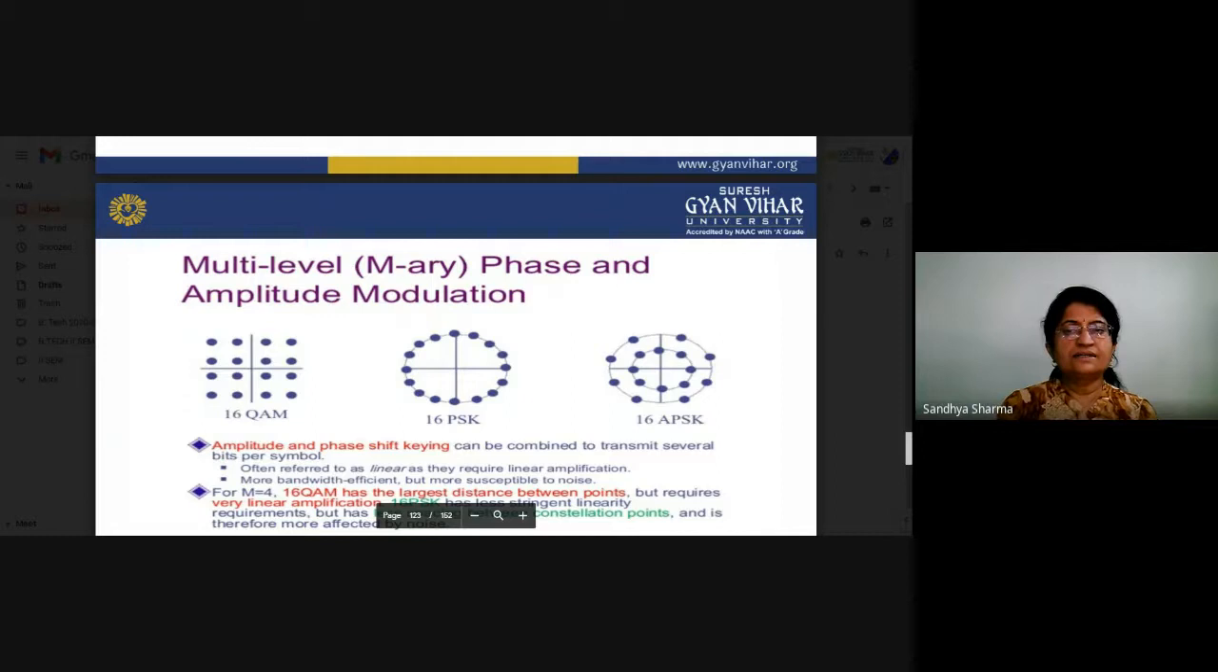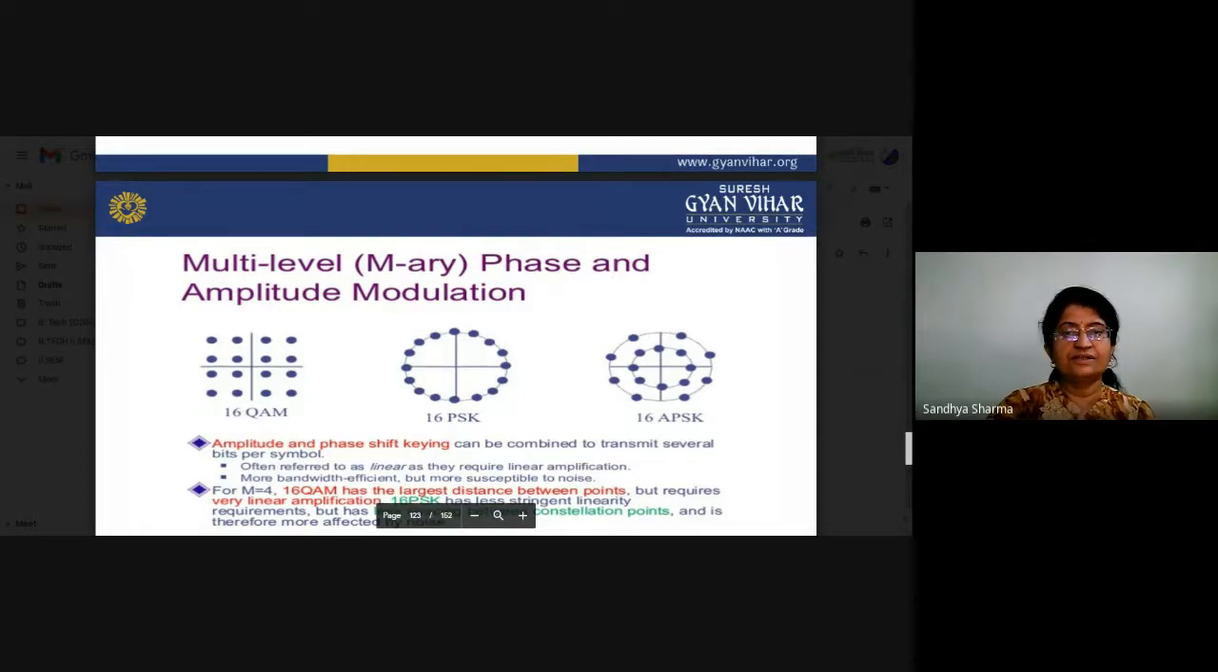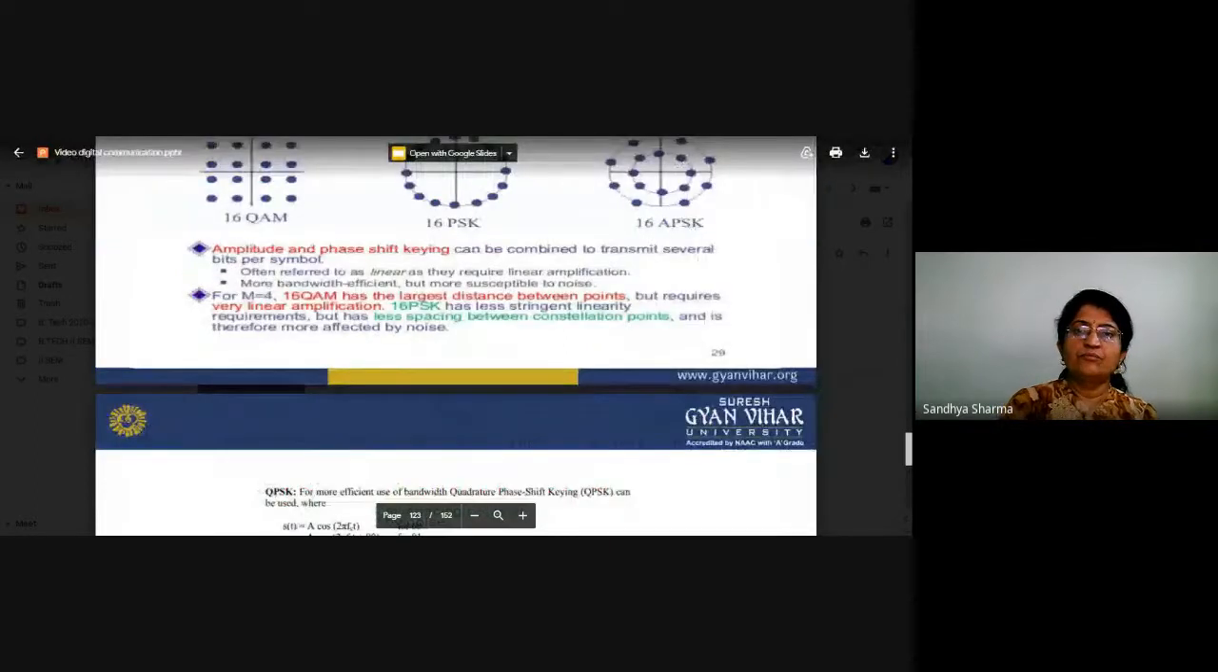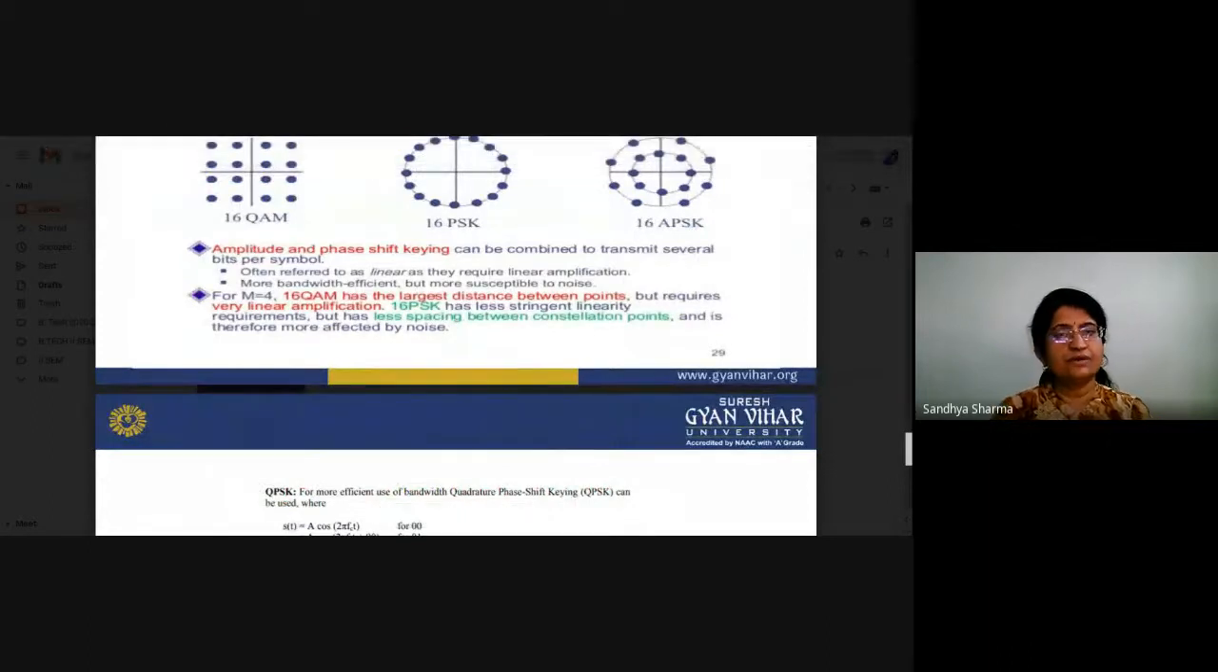It can transmit several bits per second, and is often referred to as linear, as it requires linear amplification. It is more bandwidth efficient, but more susceptible to noise. So there is also a disadvantage: it is more susceptible to noise. Bandwidth requirement is high, meaning it gives two times the bandwidth requirement, or you can call it bandwidth savings.